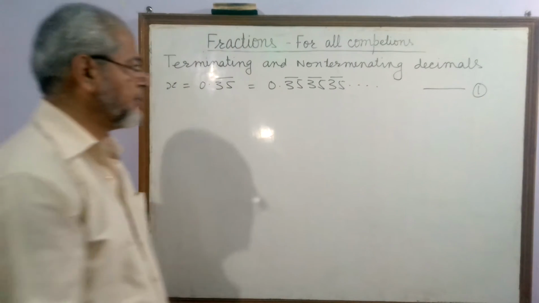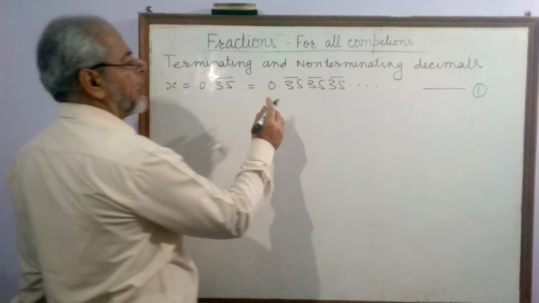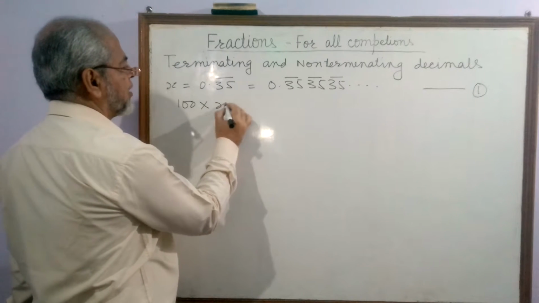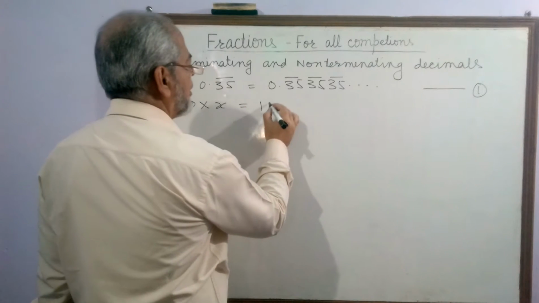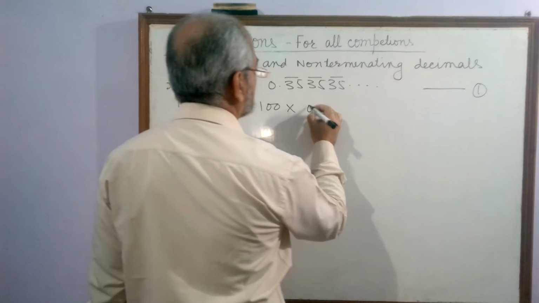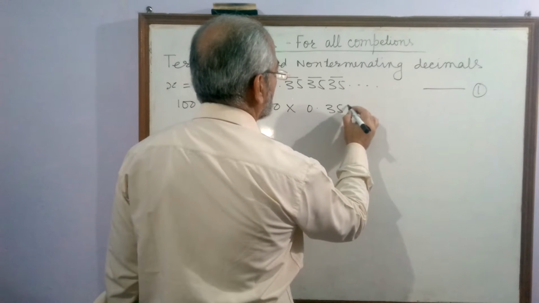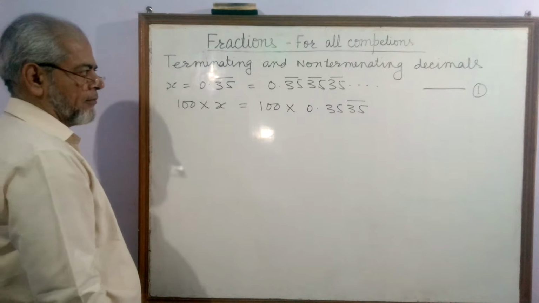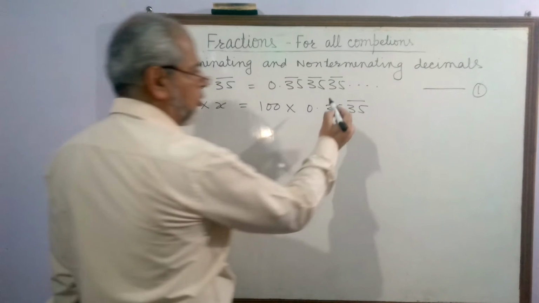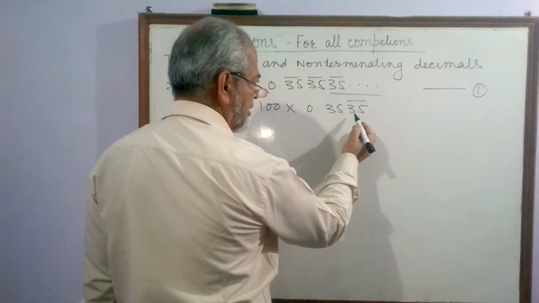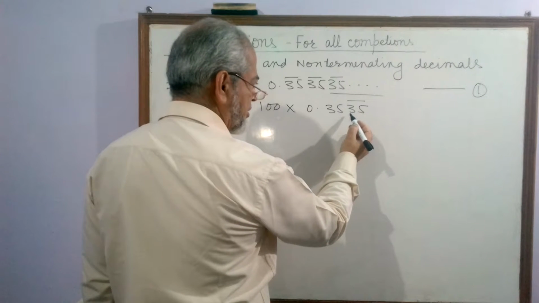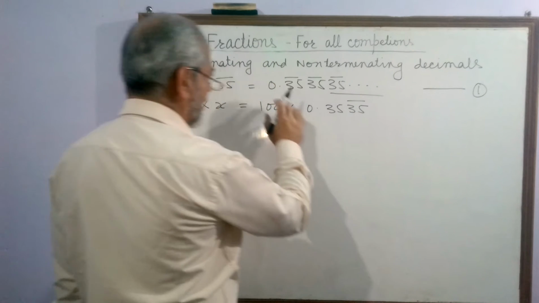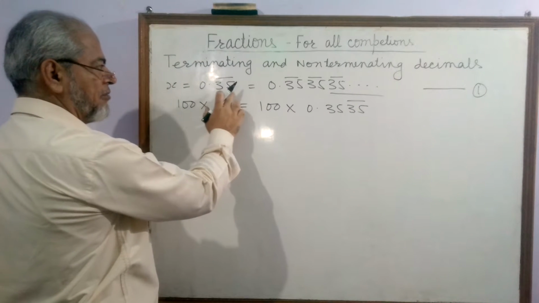Now in this case we will multiply by 100. So 100 into x is equal to 100 into 0.3535 bar. I am not repeating all these numbers because this is same. 35 bar is same as 0.35 bar.